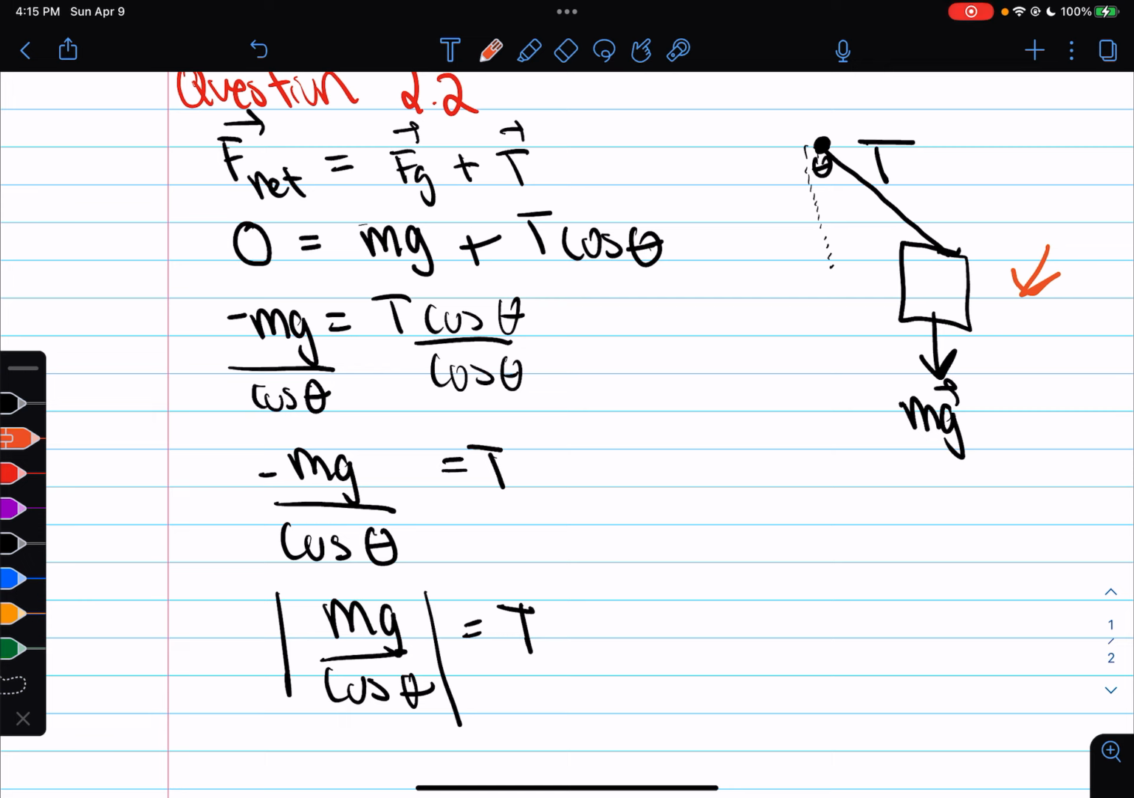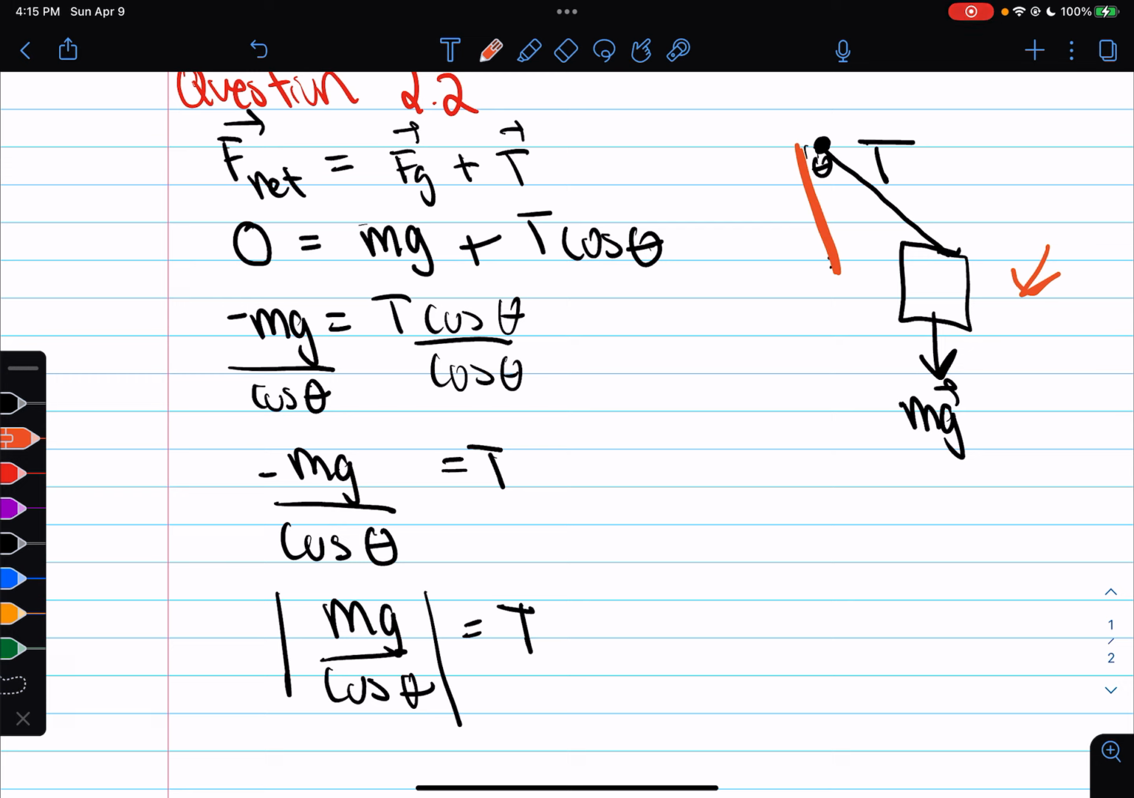So once we have this, from this free body diagram, we can set up our equation of F net is equal to Fg plus T. And since we're not accelerating in the y direction, F net equals 0 equals mg, which is the force of gravity equation, plus T cosine theta. And we got T cosine theta because the tension force acts in the y direction, the y component, and that is represented by cosine of this, by the component adjacent to the angle.